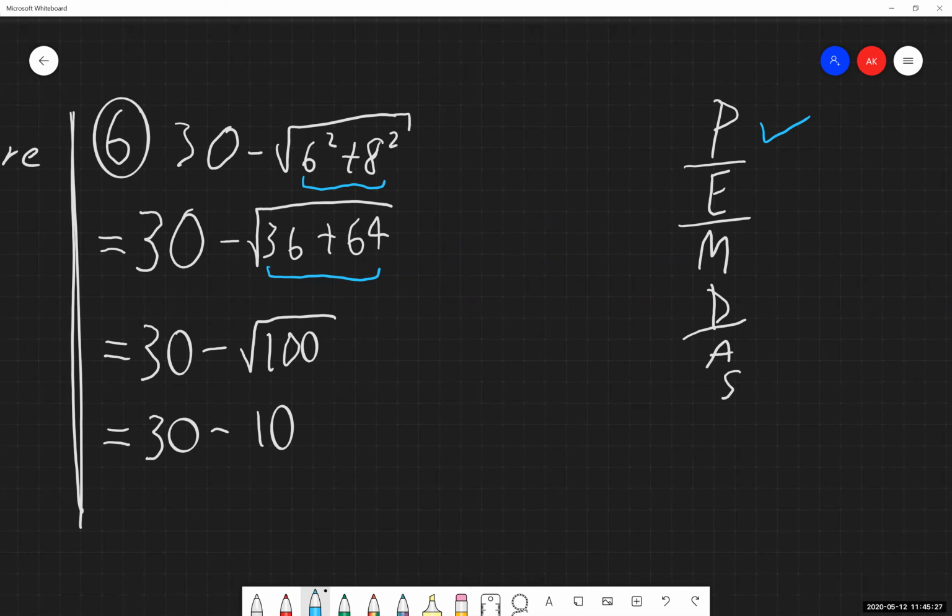So our exponents are now done. Multiplication and division, I don't have any of that going on. Addition, subtraction, I have 30 minus 10. It's going to give me 20. I cannot do anything else from there. So I have my final answer, 20. Okay.